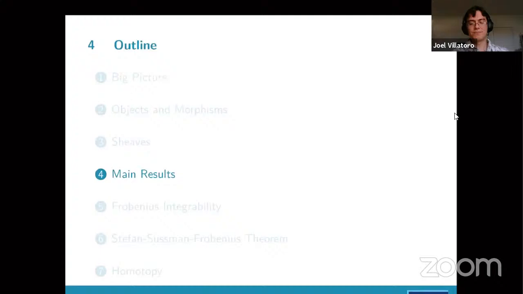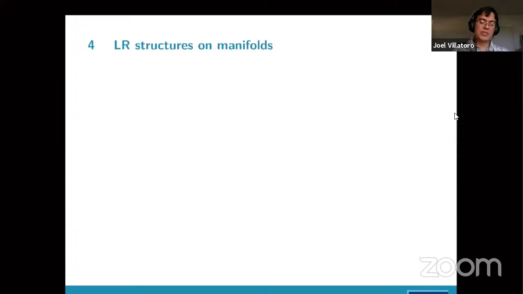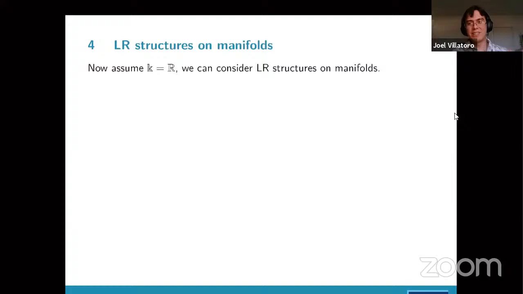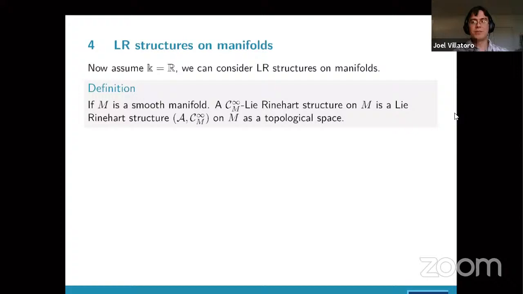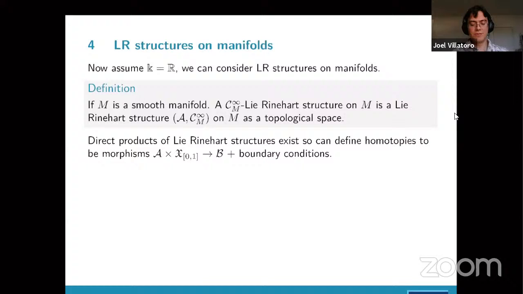Okay, I'm almost done. Now, Lie-Rinehart structures on manifolds: if you assume that the ground field is the real numbers, which I haven't needed so far, you can talk about Lie-Rinehart structures on manifolds. And when I talk about a Lie-Rinehart structure on a manifold, I always assume the sheaf of rings is something like the ring of smooth functions, or the ring of analytic functions, or the ring of holomorphic functions on a complex manifold. So we never do any other kinds of sheaf of rings. So the ring part of the pairs is always the usual ring of functions.